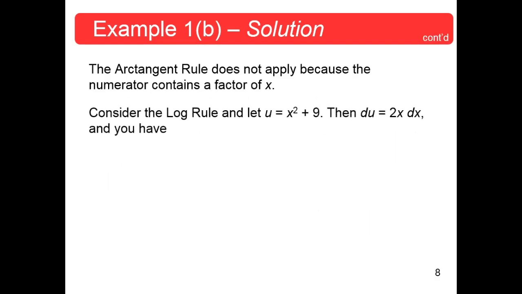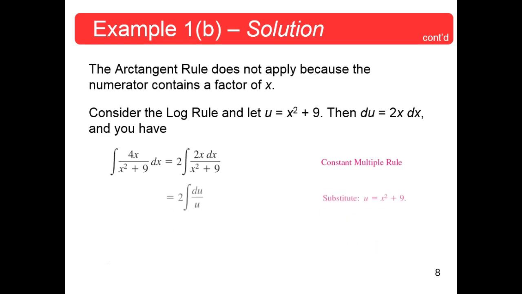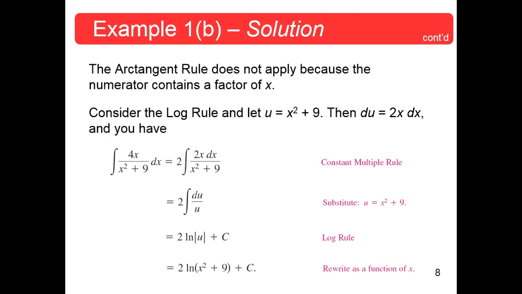The second one, the arctangent rule does not apply to b because the numerator contains a factor of x. Now they say a log rule. Well, the thing is, it's a substitution. If you do the substitution, let u equal x squared plus 9, du is 2x dx, then you have 4x dx, which is 2 times du. So pull the 2 outside the integral, and now you have du over u, and that's 2 times the log of absolute value of u plus c. Then go back and plug in the x squared plus 9, which always has to be positive, so you can drop the absolute value and get 2 times the log of x squared plus 9 plus c.